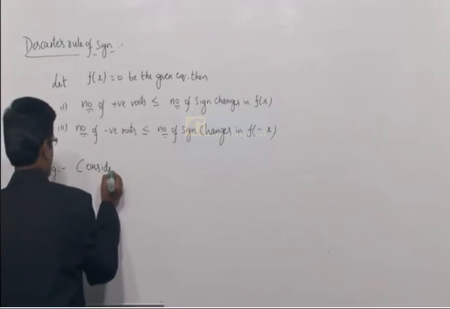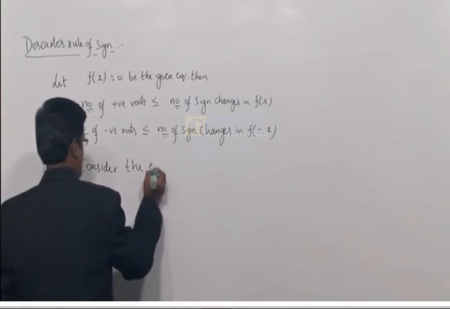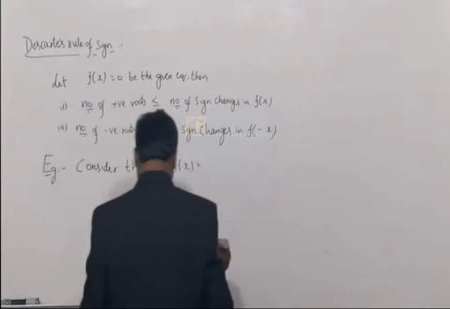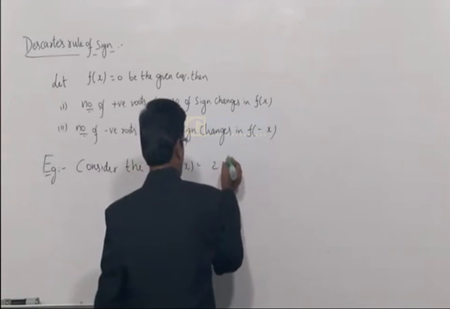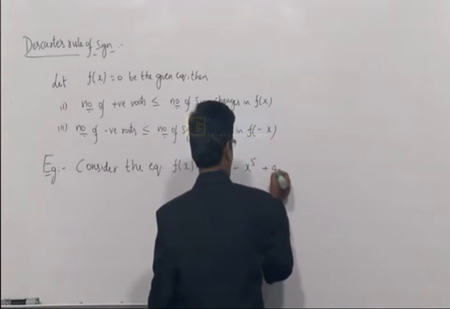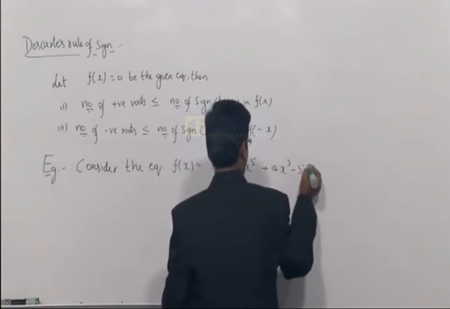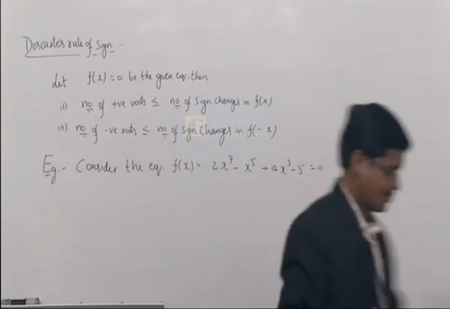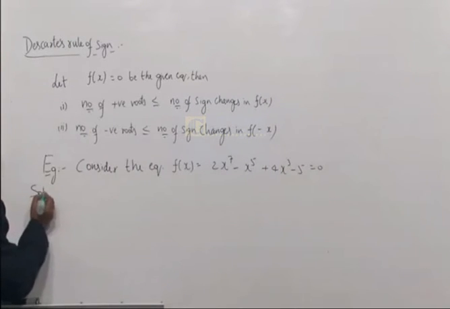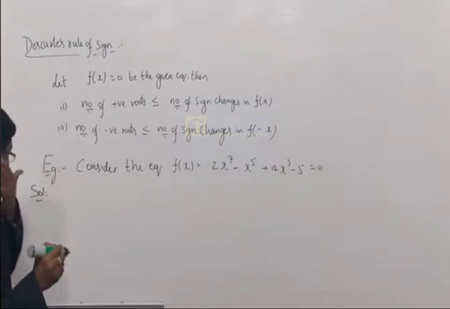Consider the equation f(x) is equal to 2x^7 minus x^5 plus 4x^3 minus 5 is equal to 0. So using Descartes' rule, I am explaining.